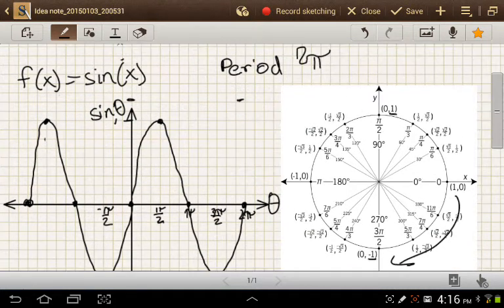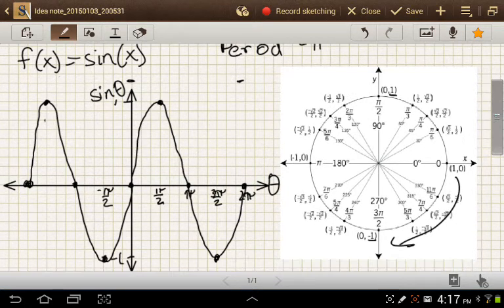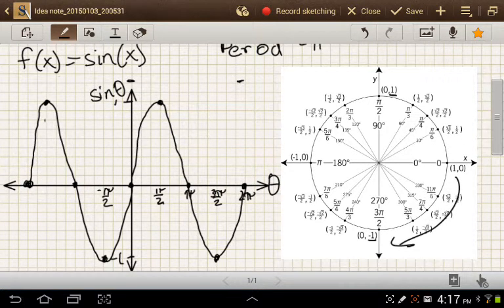Now another thing that we know about the sine function is that it has this thing called an amplitude. The amplitude is the distance from the midline to the peak. The midline in this case is just the x-axis because it's equidistant from, it's like the equator. So you go up 1 and you go down 1. So the amplitude in this case is 1.